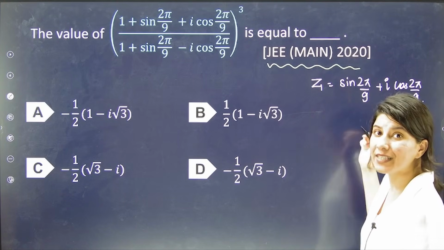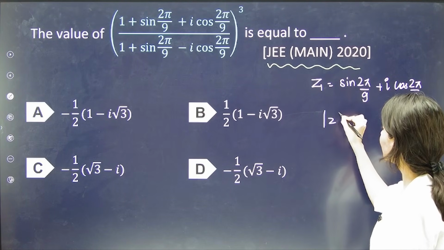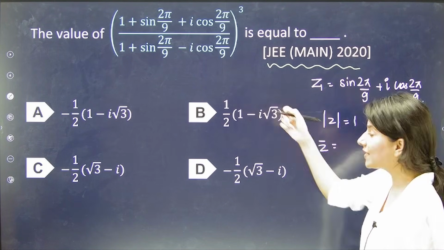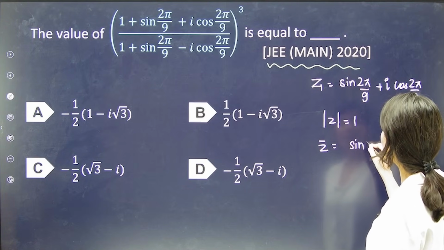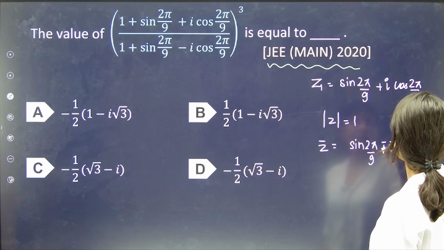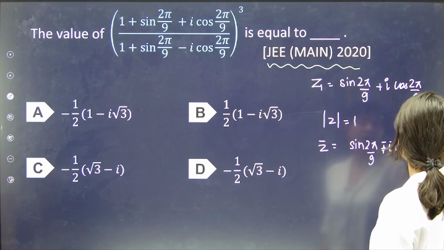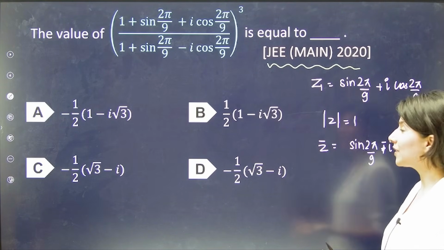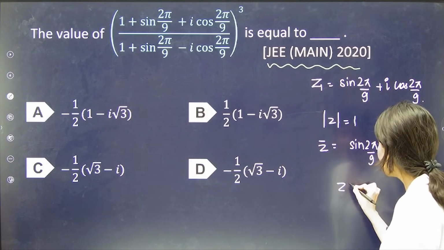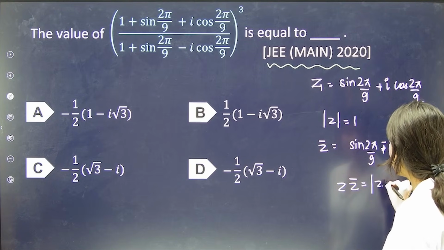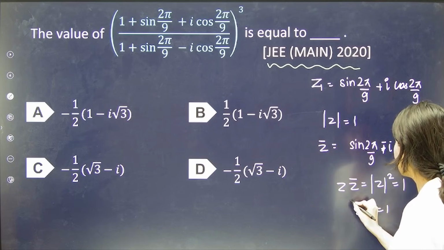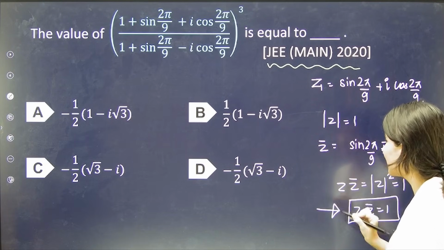Just tell me, mod z is what? First of all, mod z is 1. And z bar is also given. The denominator has a z bar: sine 2 pi by 9 minus iota cos 2 pi by 9. This is your z bar. Now, a property will come into the picture because z is already there, z bar is already there, mod z is 1. z bar is equal to mod z square, and this is 1 in this case. So, z bar is 1 by z. This is the property which we are going to use in this question.